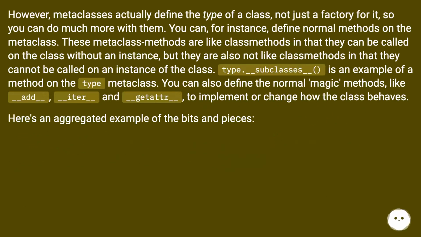However, metaclasses actually define the type of a class, not just a factory for it, so you can do much more with them. You can, for instance, define normal methods on the metaclass. These metaclass methods are like class methods in that they can be called on the class without an instance, but they are also not like class methods in that they cannot be called on an instance of the class. type.__subclasses__ is an example of a method on the type metaclass. You can also define the normal magic methods like __add__, __iter__, and __get__ to implement or change how the class behaves. Here's an aggregated example of the bits and pieces.